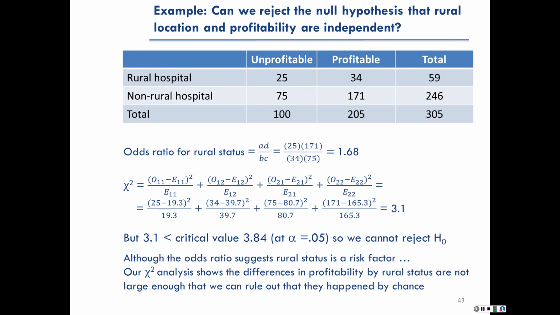So the odds ratio, as we previously saw for rural status, is 1.68. So the hospital being in a rural area makes it a lot more likely to be unprofitable. But our null hypothesis is that these two variables are not related at all. And to test that, you don't use the odds ratio, you use the chi-square test.